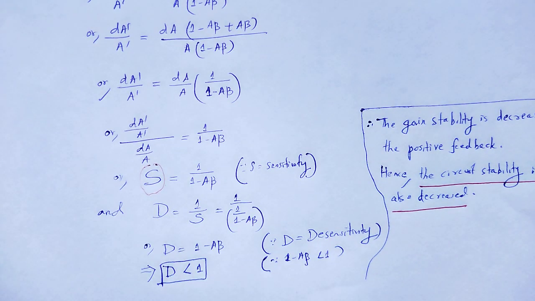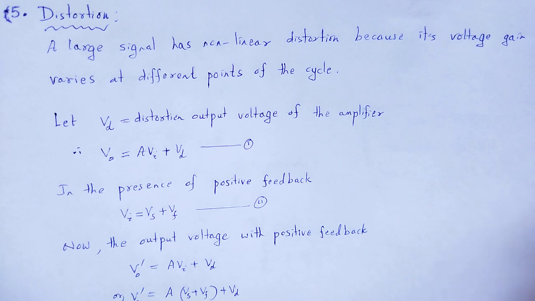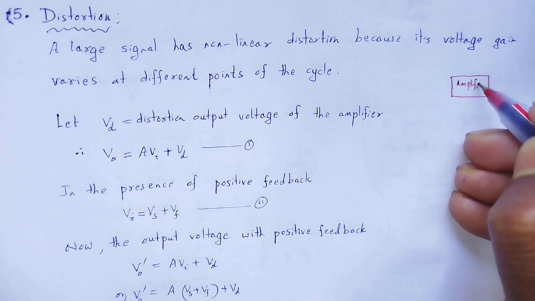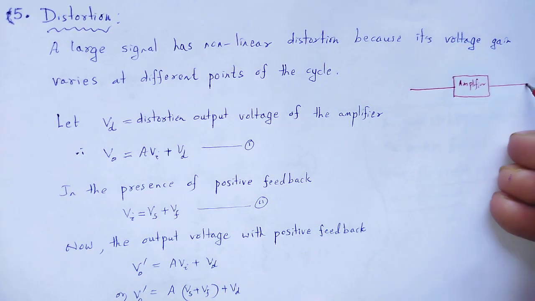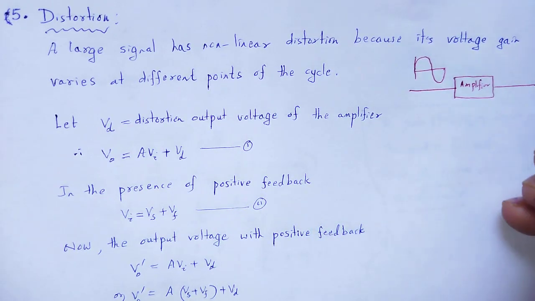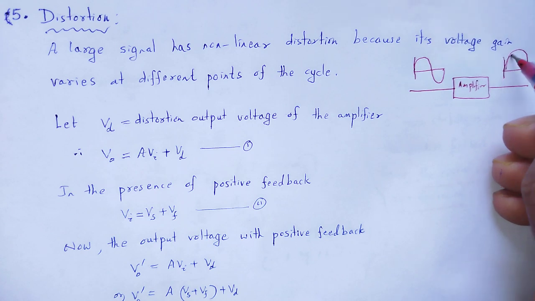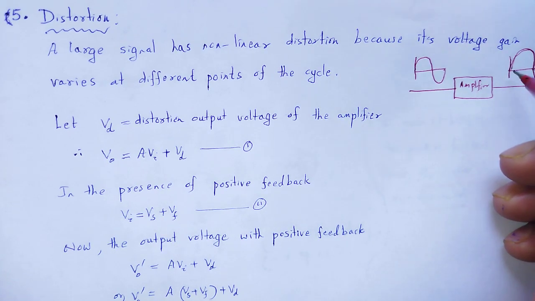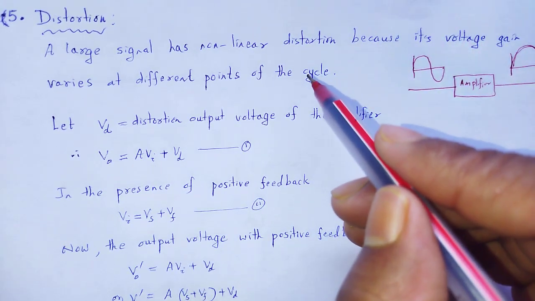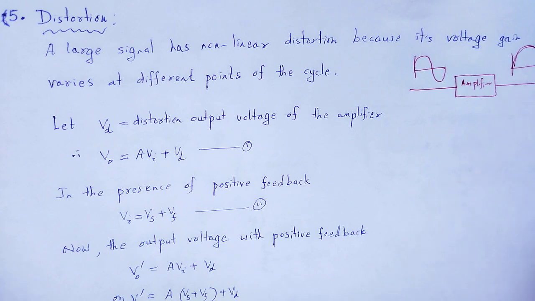Next, distortion. What is distortion? If we take an amplifier, this is input, this is output. If we take a large signal at the input, then at the output in the amplified version we have non-linear distortion, meaning there will be harmonic distortions. Why? Because the voltage gain varies at different points of the signal.